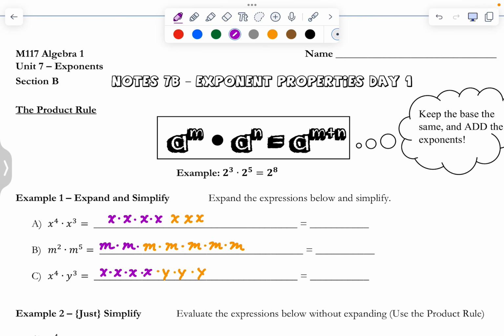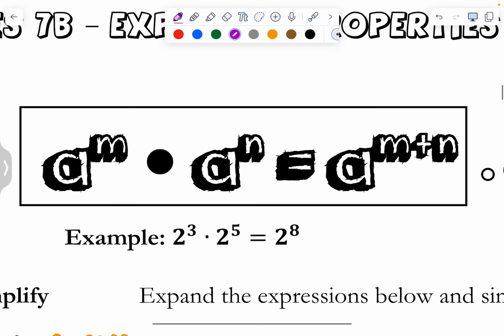Okay, these are the notes for Unit 7, Section B. We're going to look at a couple properties today, the product property and the quotient property. And the product property is basically this. If you have two bases that are the same, so we have a to the m and a to the n, all you have to do is add their exponents if you're multiplying those bases.